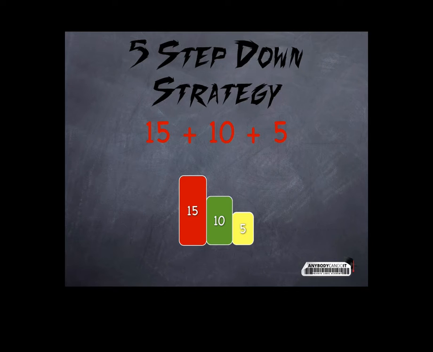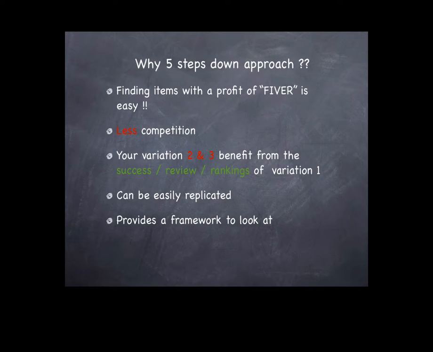So your first variation, which is your main variation, needs to somehow generate at least 15 sales, and then 5 step down, your second one should be making 10, and the third one should be able to get at least 5 sales. So in total, you are trying to find an item which can get you at least 30 sales in between all 3 of those variations.